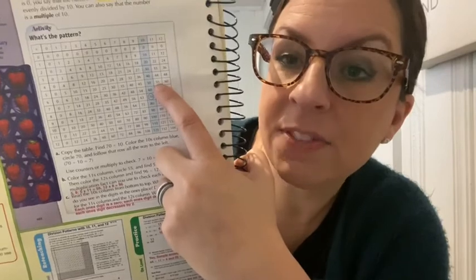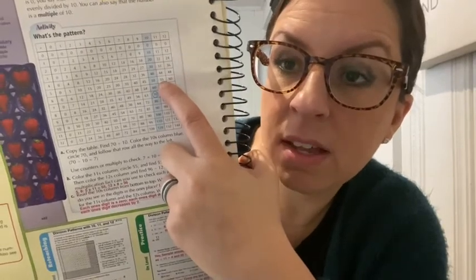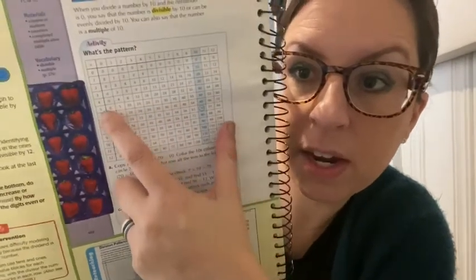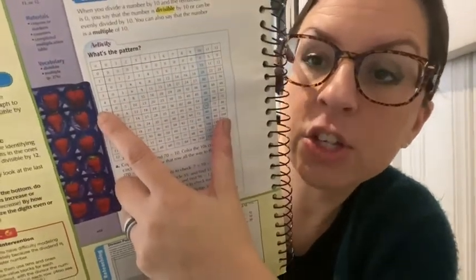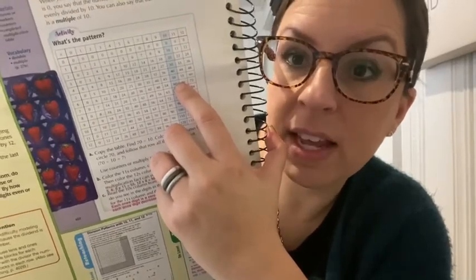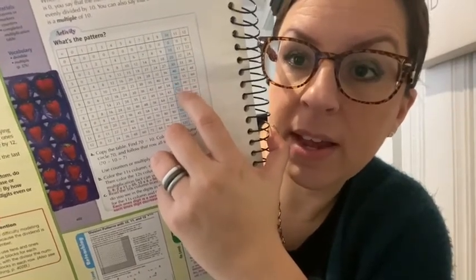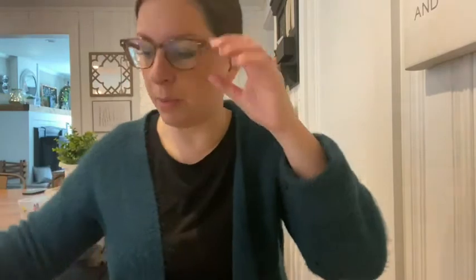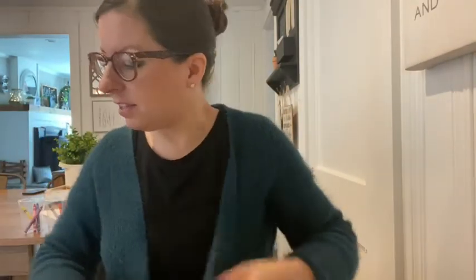So let's find out how many times 11 can go into 55. Move your finger over here, and it's 5. So 55 is divisible by 11, it can go in evenly, and it goes in 5 times. We know our 11's multiplication table, so we know 5 times 11 is 55.